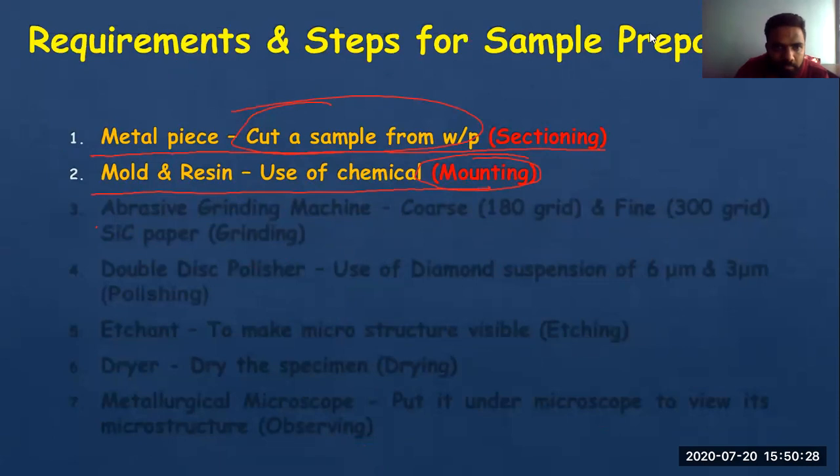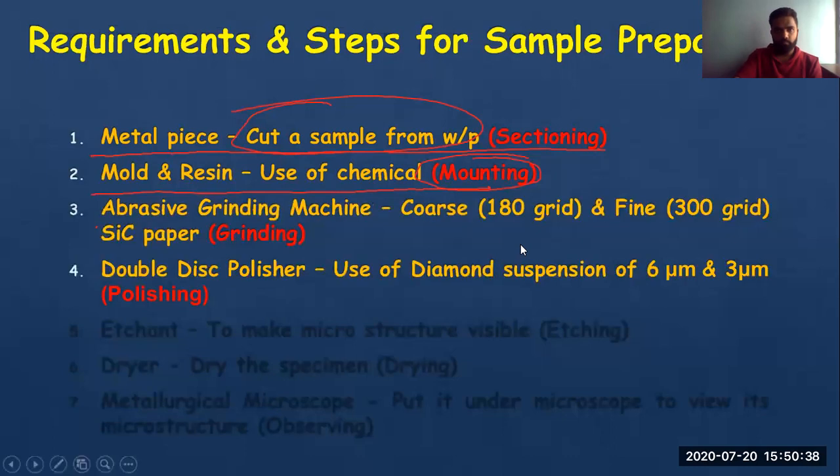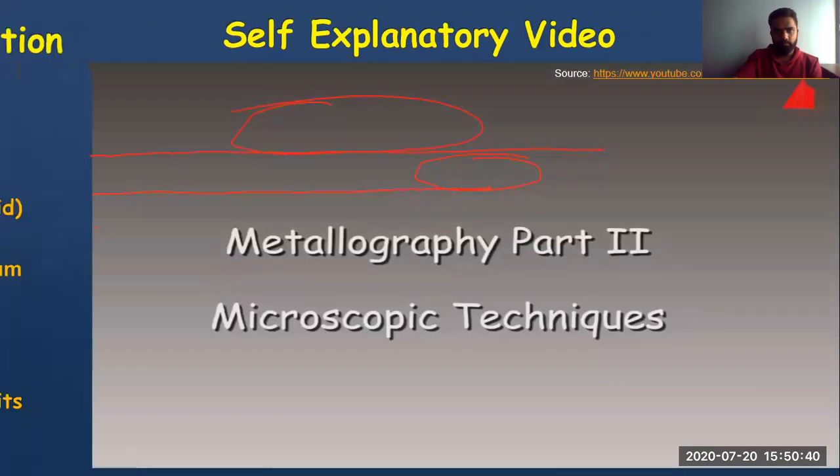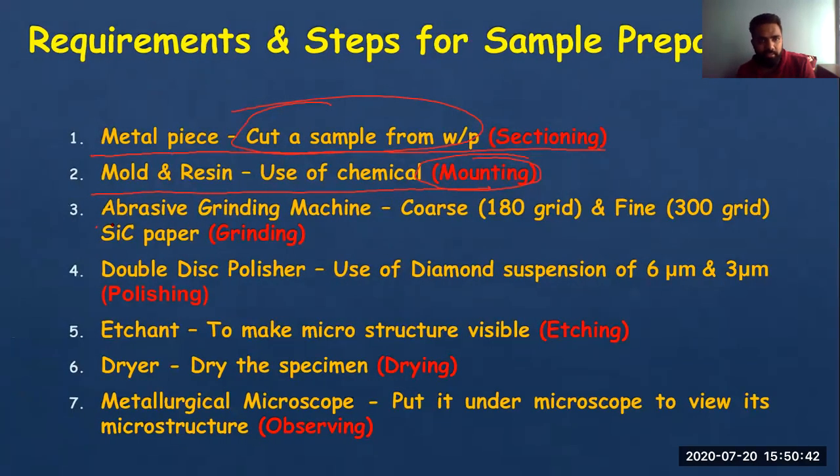Third step, you can see the third step. I already told you what to do. You grind it, 180 grit, 300 grit, coarse grind. First you will do coarse grind, then which kind of grind? Fine grind. Then what do you do? You go for polishing. After polishing, there is one more step that is called etching.